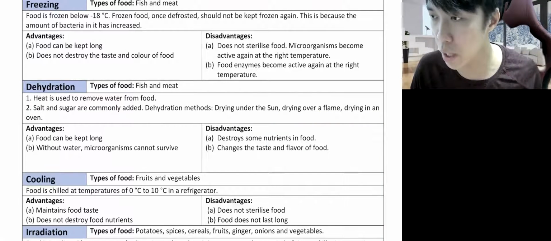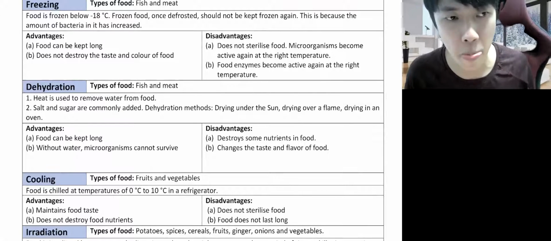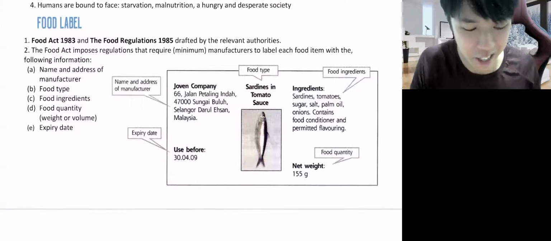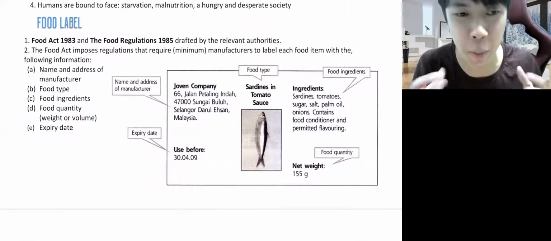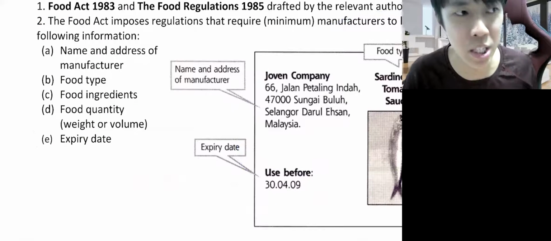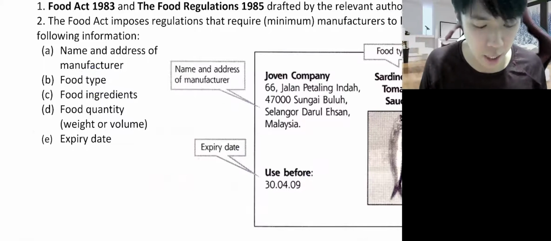Okay, your juice. We go to one more type of question if you're done, which is the food labeling one. You all remember this, right? There are 5 basic pieces of information that must be in the labeling. Take a look: name and address of the manufacturer, the food type meaning the name of the food, the food ingredients, quantity and expiry date.